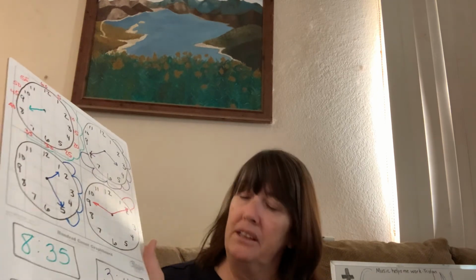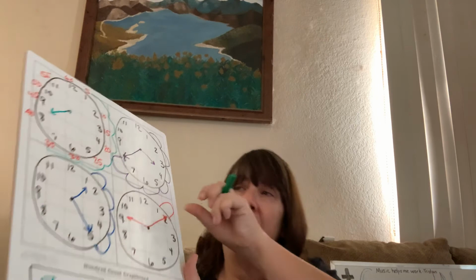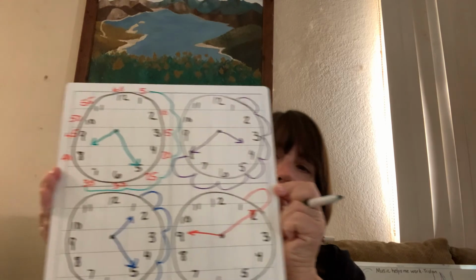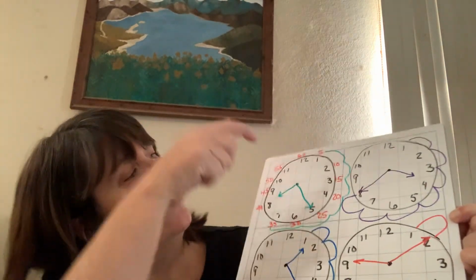So let's look at the first one we did. We'll take out the minute hand. It says the hour hand points between the 8 and the 9. So we already have our hour hand pointing between the 8 and the 9. And the minute hand points to the 5. And we'll make our minute hand point to the 5. What time is that? Okay, so let's count.